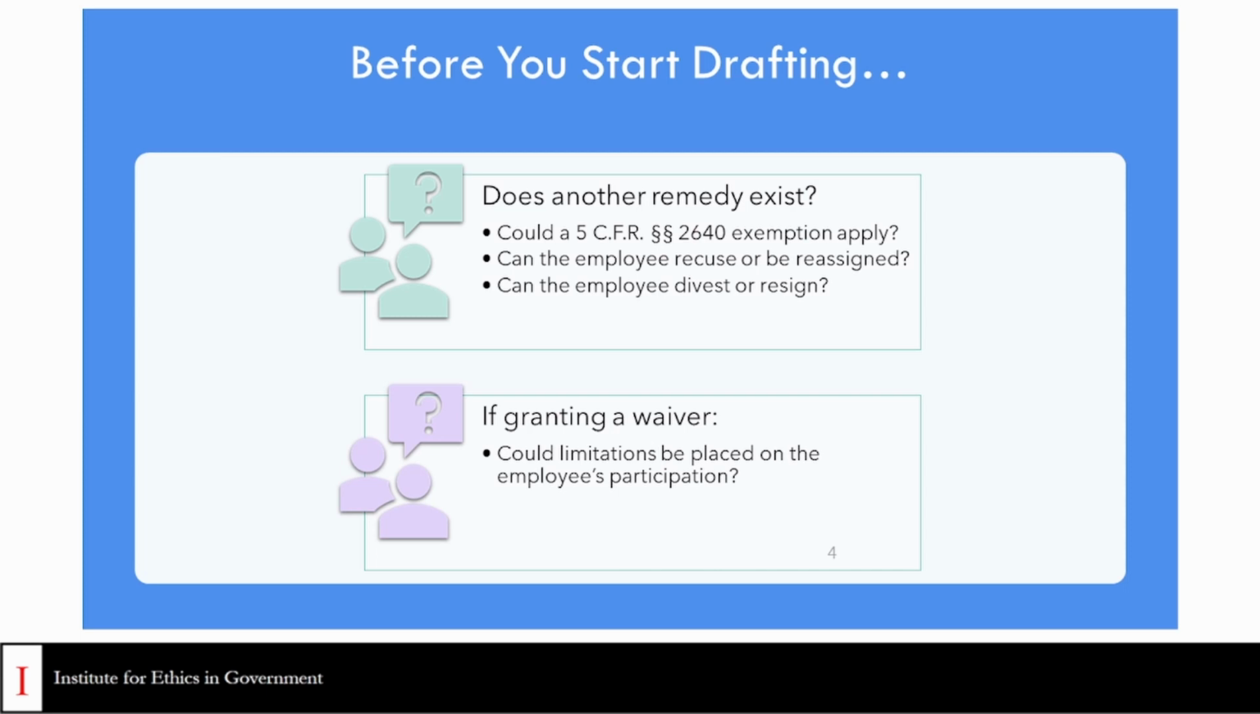Now, once you decide that a waiver is the preferred remedy, you might still consider whether there are limitations you can place on the scope of the waiver that can balance the agency's need for the employee's service on the one hand with the goals of the statute and any appearance concerns the public might have on the other. Some typical limitations include, for example, limits on the type of matters to which the waiver applies, or limits on the work the employee is allowed to perform on any particular government matter.